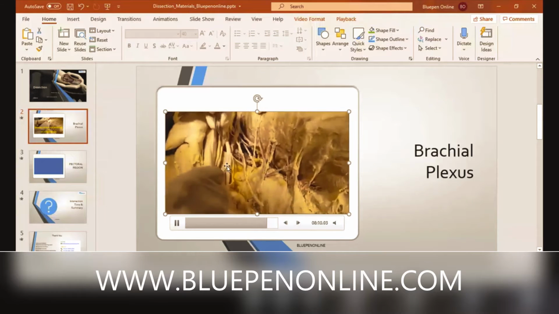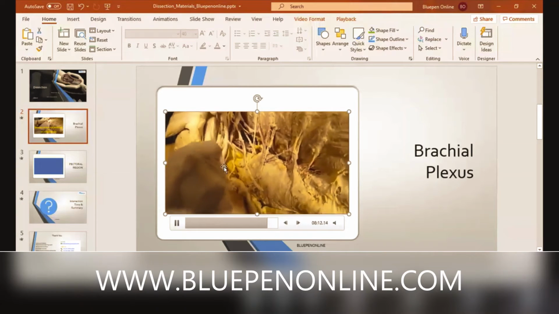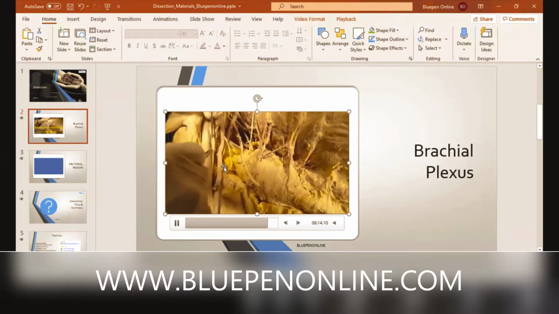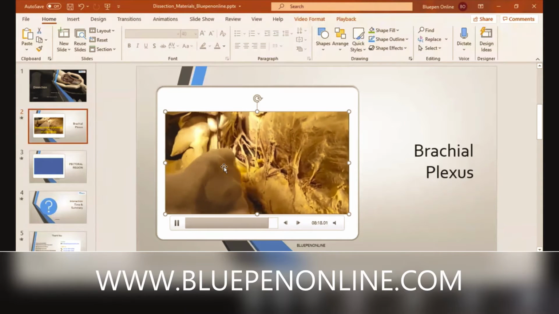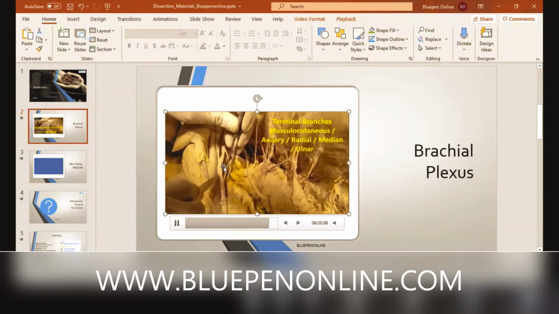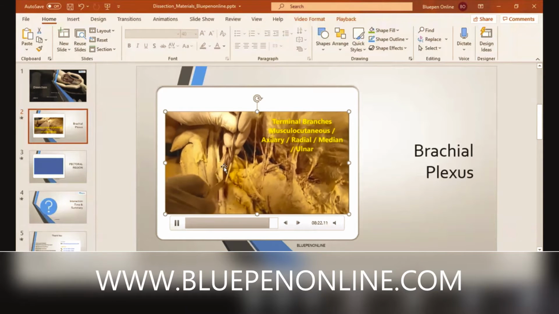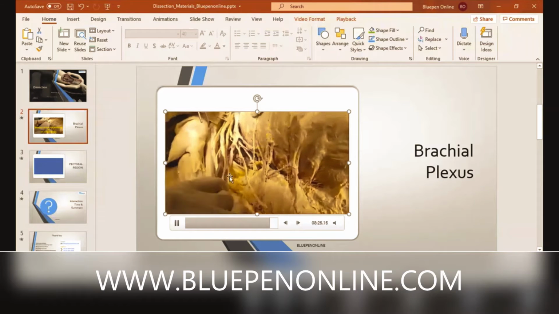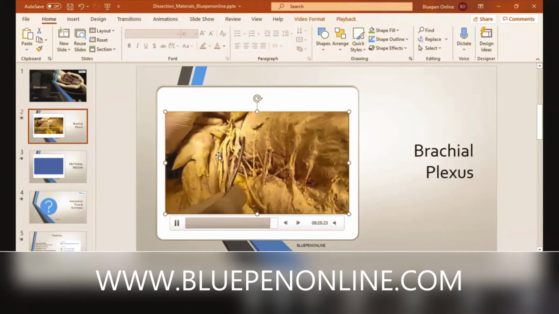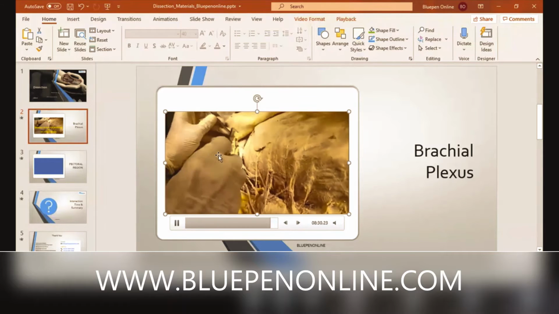So these all are the collateral branches. We have to safeguard the long thoracic and the thoracodorsal during this dissection and the breast surgeries. Okay. So these are the terminal branches. Hope you understood. Musculocutaneous, axillary, radial, ulnar and all.